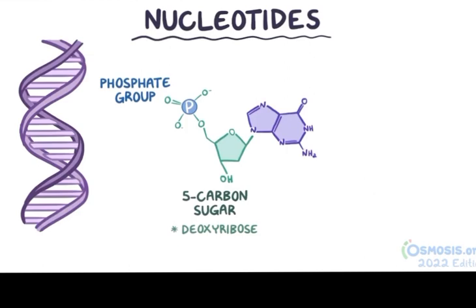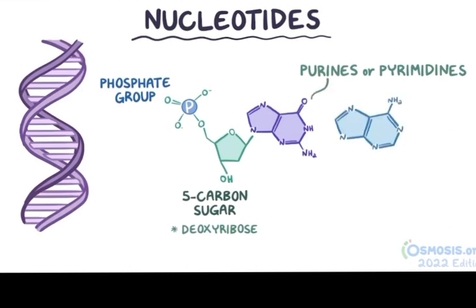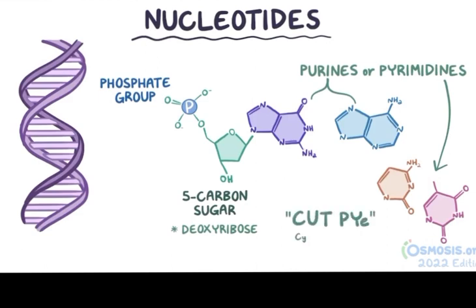Structurally, these bases can be either purines or pyrimidines. The purines, guanine and adenine, are made up of 2 heterocyclic rings. The pyrimidines, cytosine and thymine, are made up of a single ring. You can remember this with "cut pie", because cytosine and thymine, along with uracil, which is a nucleotide found in RNA, are all pyrimidines.